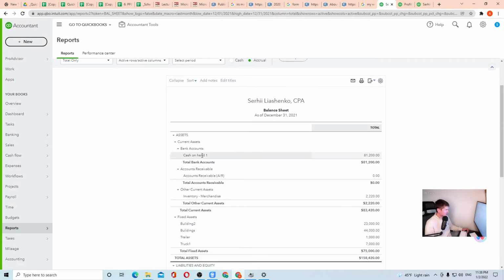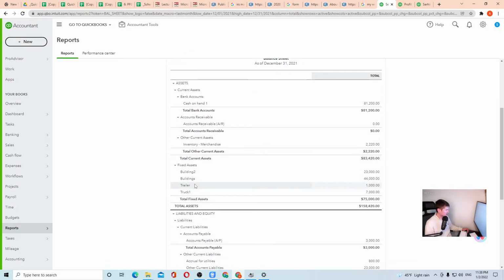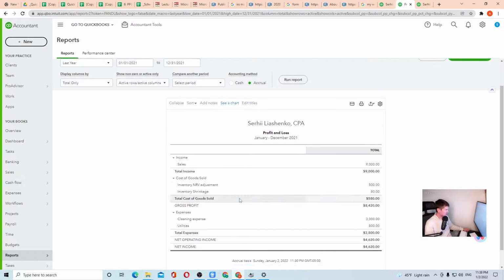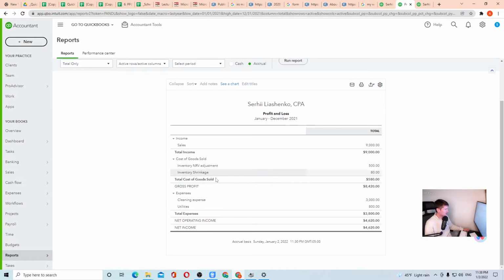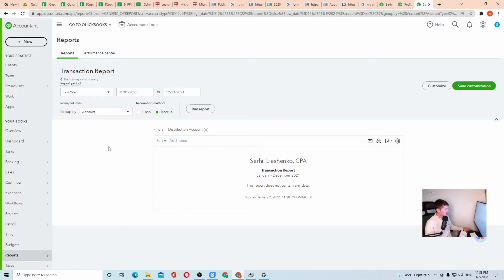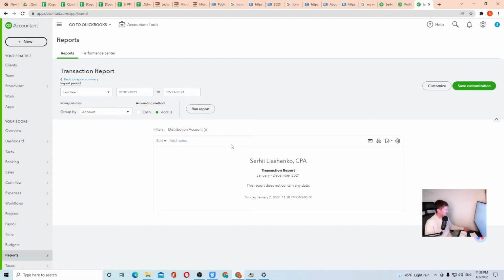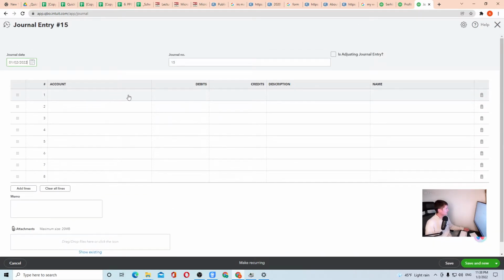So let's take a look at our balance sheet. So here we have the items, and let's take a look at the profit and loss statement. No depreciation expense. So I do depreciation expense through a journal entry. I don't know any other way to do that. So a journal entry should be fine.